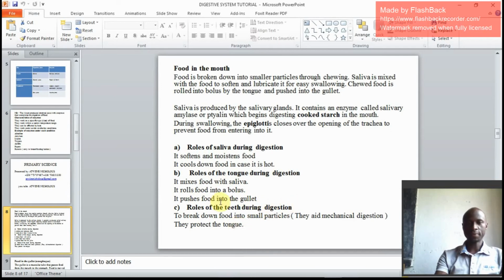Then the teeth are meant to break down food into small particles. Don't say chew, don't say grind, don't say cut, don't say bite. You just use one phrase: break down food into small particles. Remember, that is mechanical digestion in the mouth. Then they protect the tongue. That's another role.